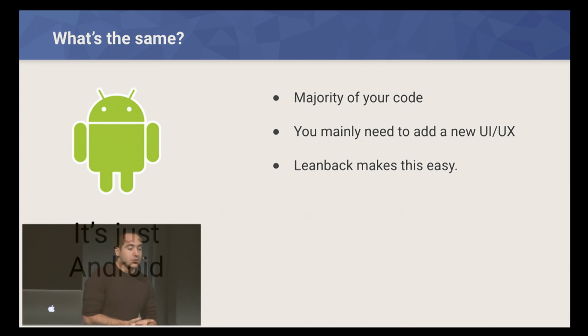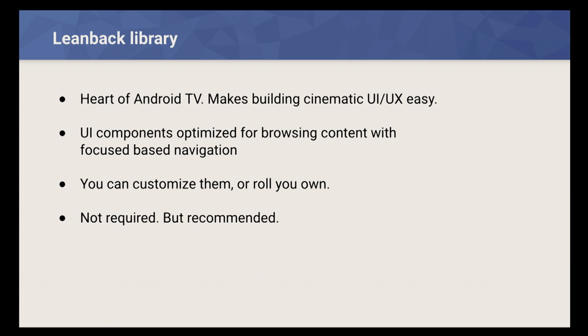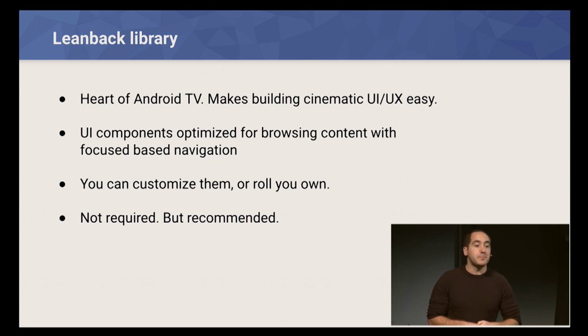All right, so what's the same and what's different when you're going from a mobile app to Android TV? Starting with what's the same: almost all of your code. Pretty much the main thing to do is roll a new UI and a new UX, and the Leanback library in particular, and the other developer tools, make that ridiculously easy. Leanback is the heart of Android TV. It's basically a collection of pre-built fragments, which we'll get into in a sec.